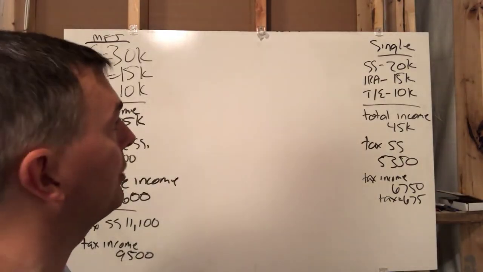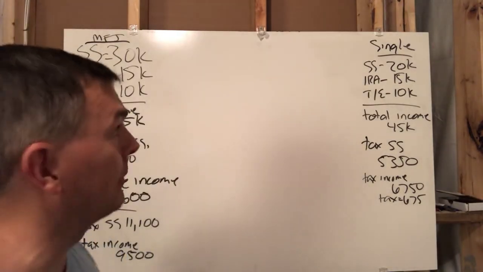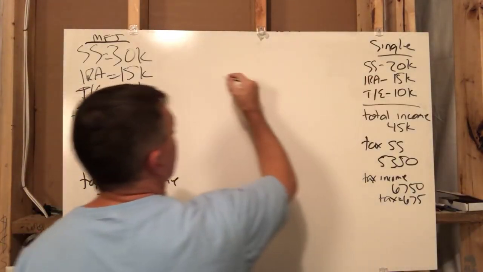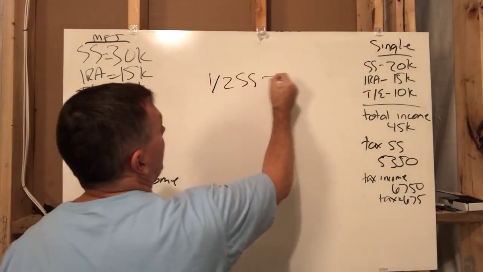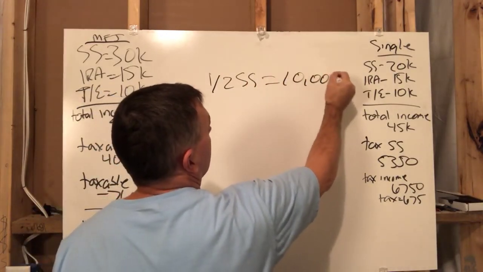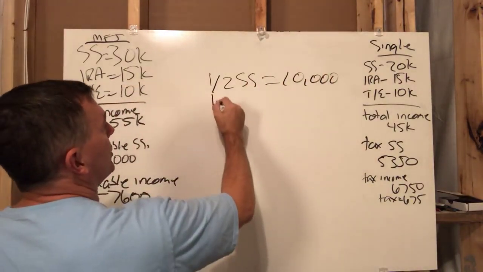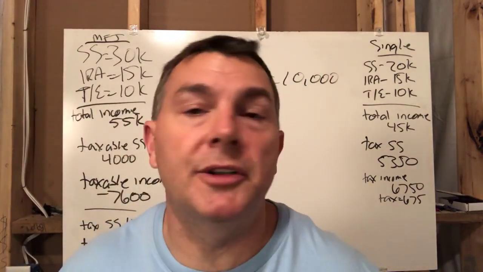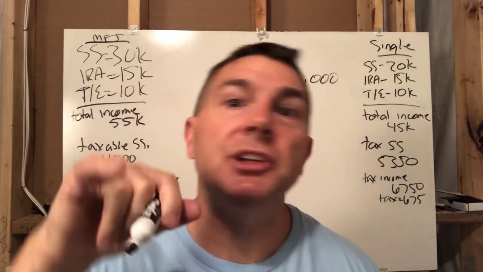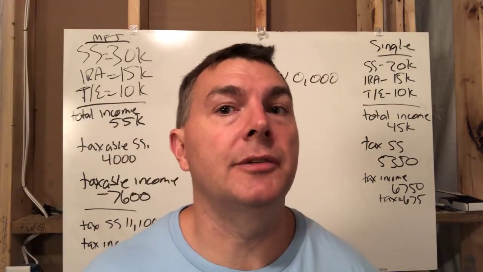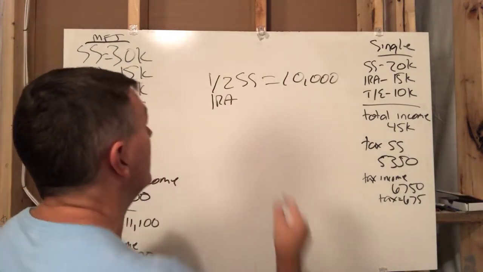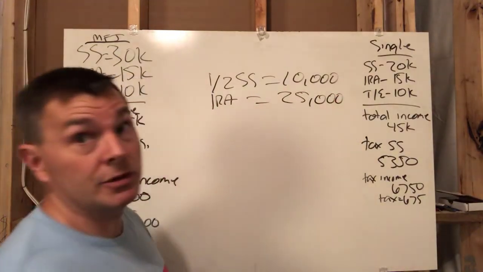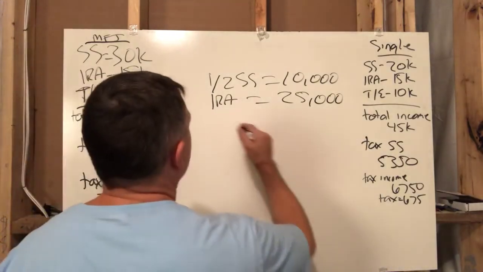So remember, in this case, you have to calculate the provisional income. Again, that's half of her Social Security, which is $10,000. We have her IRA distribution, but remember, $15,000 was her required distribution. She's going to take another $10,000 for a Roth conversion, so that's $25,000 in total IRA distributions. She also has her tax-exempt interest.